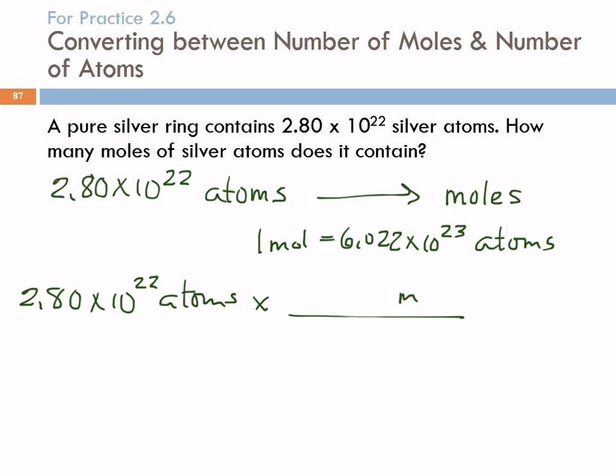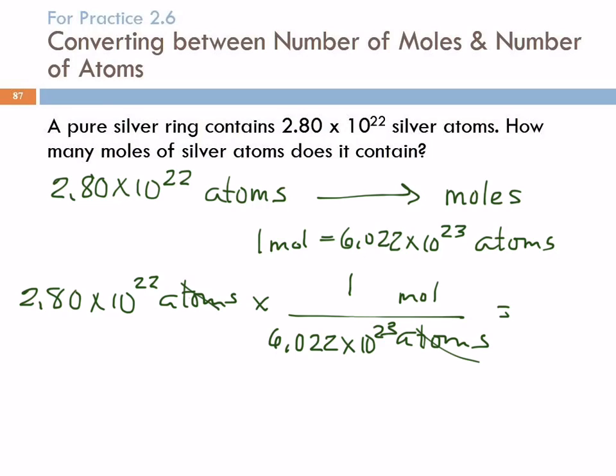And I want moles on top, and I want atoms on the bottom. So the units work out. And then I look at my conversion factor. 1 mole is this number of atoms. You'd never say that 1 egg is 12 dozen eggs, would you? That's kind of ridiculous. But students switch these numbers sometimes. It's 1 mole and Avogadro's number of atoms.